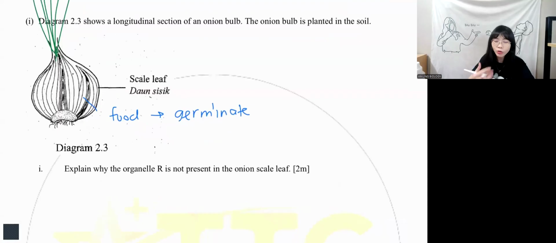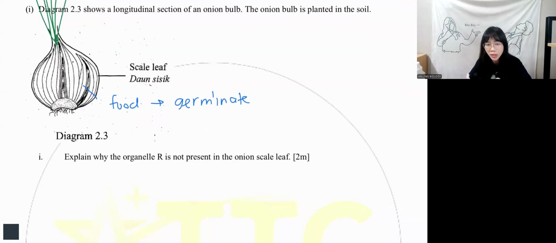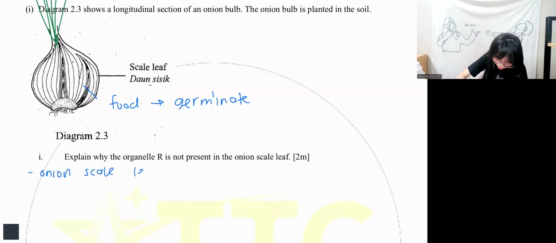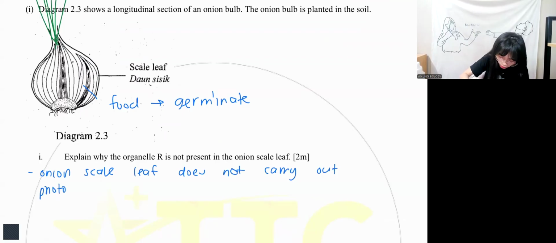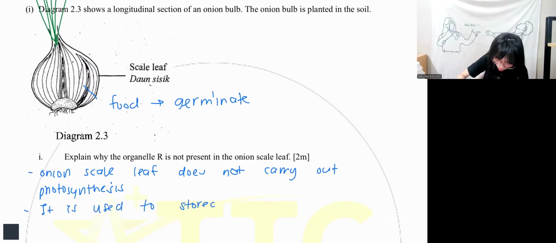Okay, they ask you why they don't have it, because they don't have to carry out photosynthesis. So you're going to say, onion scale leaf does not carry out photosynthesis. It is used to store food.